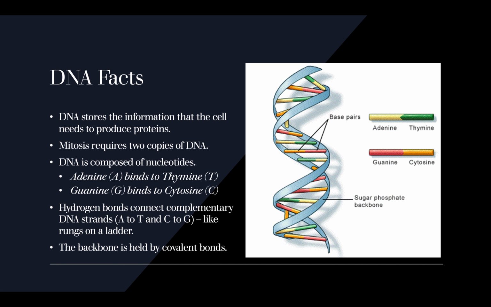So hydrogen bonds, the weak bonds that we've talked about before, actually connect complementary DNA strands. So once again, A to T and C to G, like rungs on a ladder. And the backbone, which would be in this image, the blue portion, which you can actually see right here. This is the backbone they're talking about. That's held together by covalent bonds, which are stronger bonds. And then once again, these complementary strands of DNA are held together by hydrogen bonds.